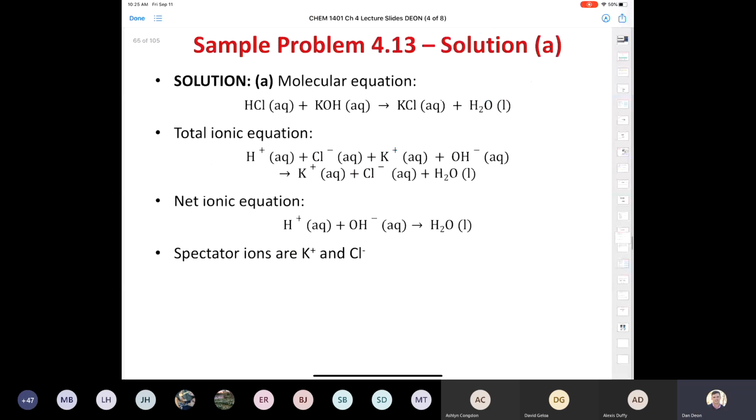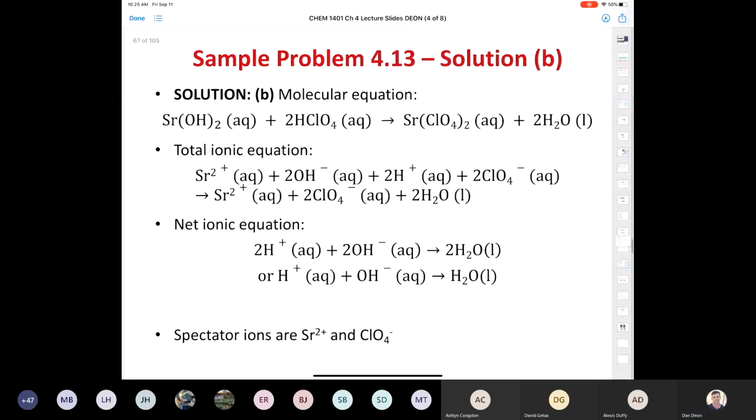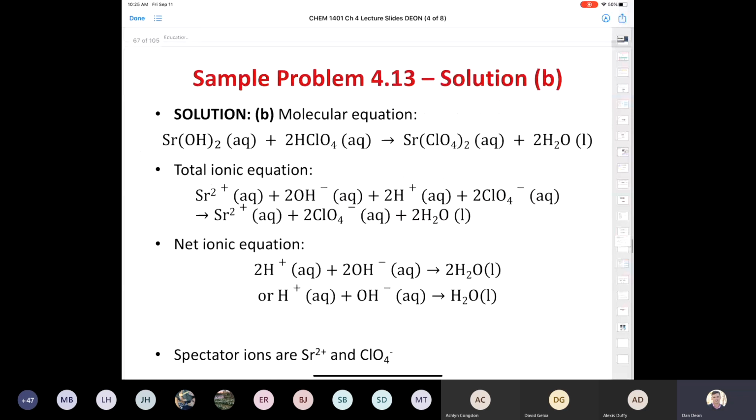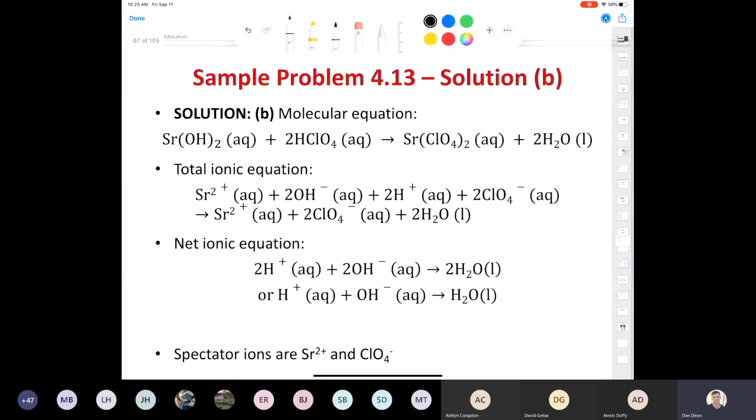There's the solution to that one, and this is the solution to the other one. We have strontium hydroxide and perchloric acid. You can take some time and look at that. But when you write out the total ionic equation, look what cancels out. You see that strontium cancels out. You see that perchlorate cancels out. And you end up with 2 hydroxides plus 2 protons give you 2 moles of water.